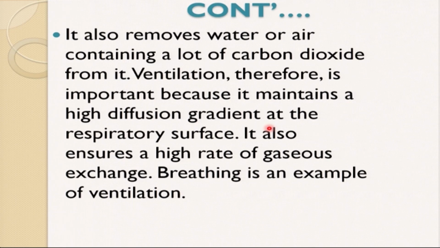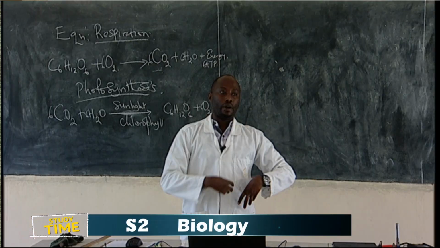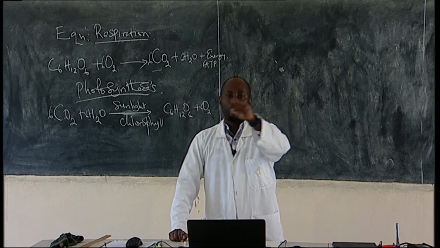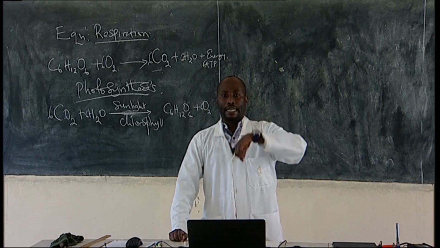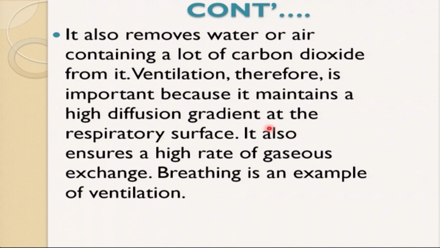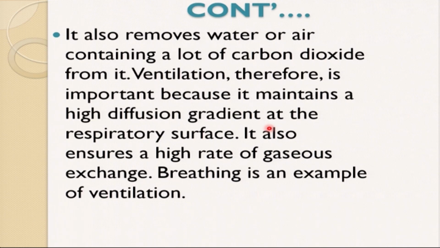It is important because it maintains a high diffusion gradient at the respiratory surface. Talk about concentration gradient, that is, differences in concentration. An environment with a high concentration of oxygen can diffuse into our body, where there is a lower concentration of oxygen. Pressure is inversely proportional to volume. Once the volume inside increases and pressure decreases, that brings inhalation. Once the pressure inside our body increases, that brings exhalation. This maintains the diffusion gradient at the respiratory surface and ensures a high rate of gaseous exchange.